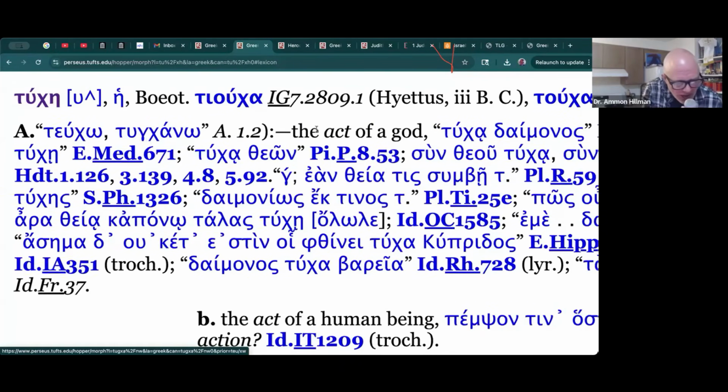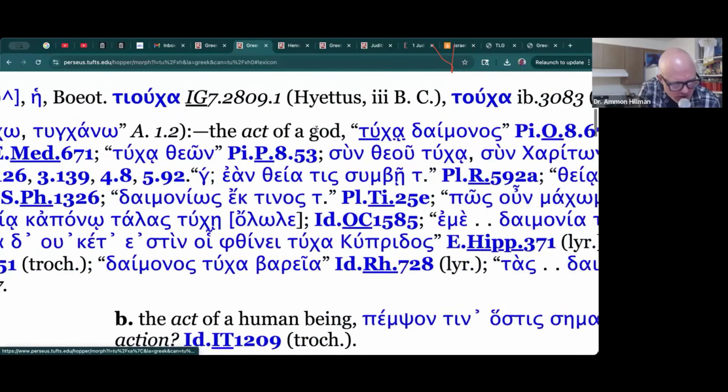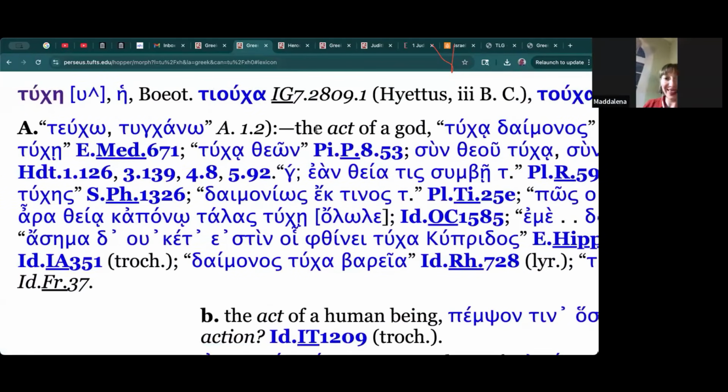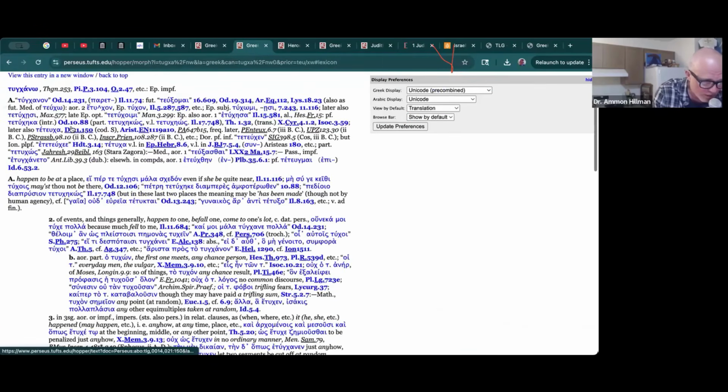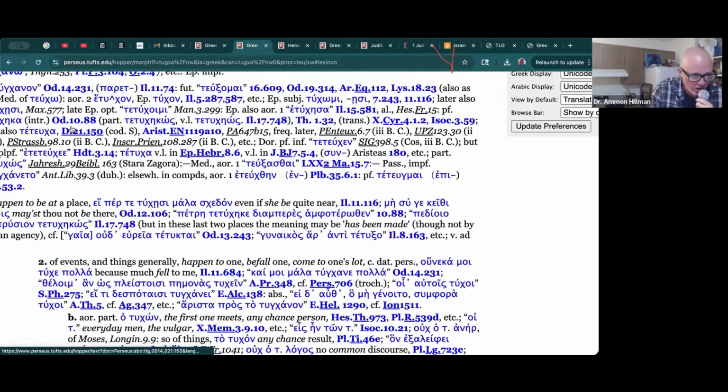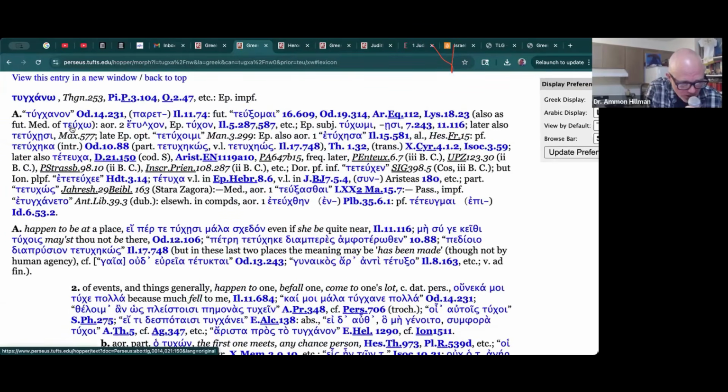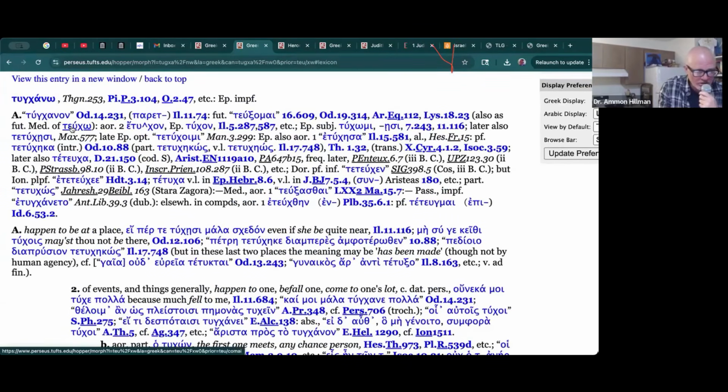What does it mean? The act of a god. You thought it was chance or some stuff like that, right? The act of a god. Wait a minute. What is tunchano then? Go right to the verb, Maddalena. Whenever you're trying to figure out what a word actually means, go to the verb right away that it's drawn from. So, A, we have just happen to be at a place, happen to one, happen to be something that comes to one's lot.